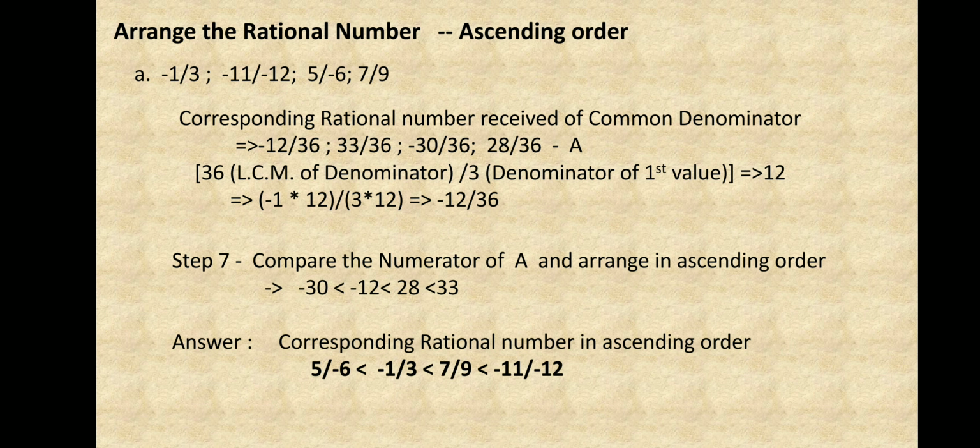And now your step 7 is to compare the numerators of A. A is the numbers which you got, and you have to arrange them in ascending order. So what are the numbers that you get? Minus 30 is smaller than minus 12, is smaller than 28, is smaller than 33. And now the corresponding rational numbers arranged in ascending order give us the answer: 5 by minus 6 is smaller than minus 1 by 3, is smaller than 7 by 9, is smaller than minus 11 by minus 12. So hope you all understood the ascending order of rational numbers.